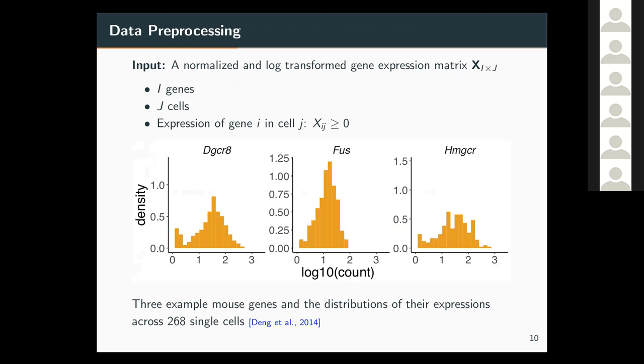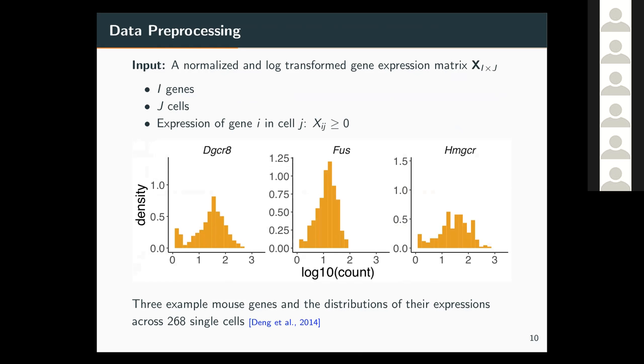So first, for our method, we need some data pre-processing. The input to our method is a normalized and log transformed gene expression matrix. The reason we perform the log transformation is to change count data into continuous values, because we have better statistical distributions for modeling continuous data. That's why we do that. And after our transformation, we actually add a constant before taking a log. So after our transformation, the transformed values of gene i in cell j, denoted by Xij, are non-negative.